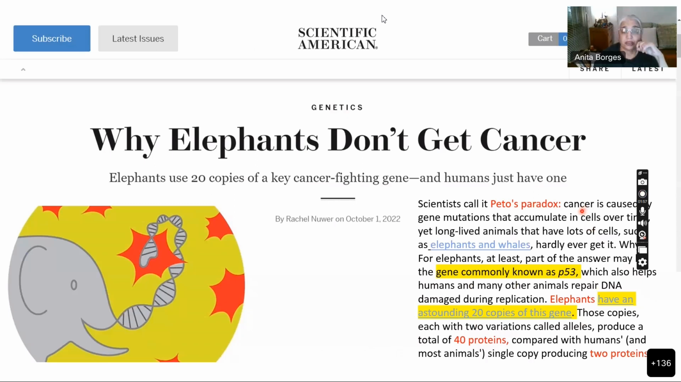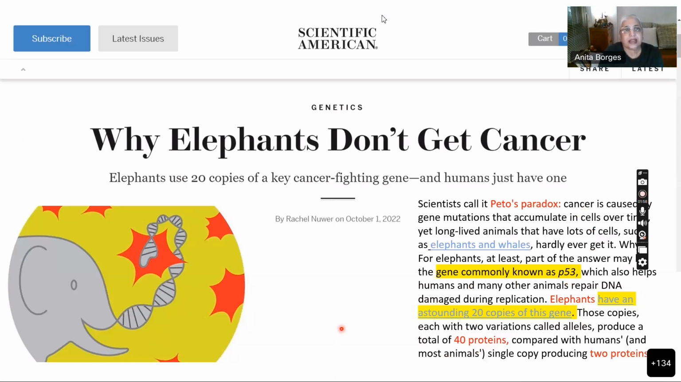We have only one, which makes just 2 proteins. Well, they make 40 proteins because you have copies on each of the alleles, and that's why you knock off one p53 gene in an elephant, and it's not going to get a cancer. Okay, so HPV can try hard. It's very hard to knock off all the p53 genes in an elephant, and it won't get a cancer.